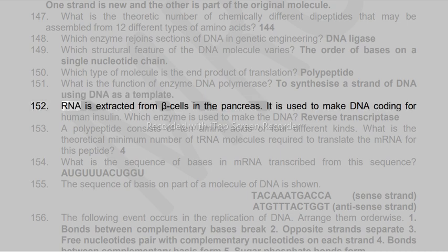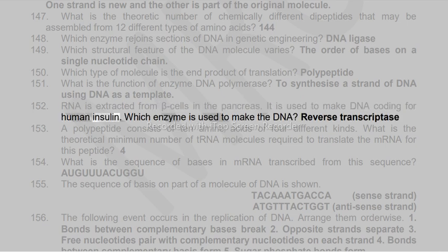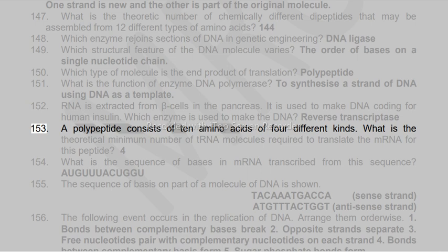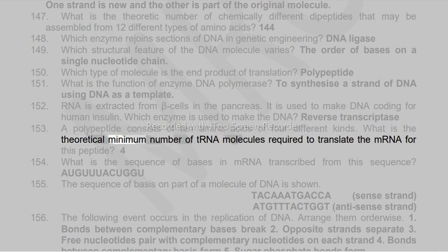152. RNA is extracted from beta cells in the pancreas. It is used to make DNA coding for human insulin. Which enzyme is used to make the DNA? Reverse transcriptase. 153. A polypeptide consists of 10 amino acids of 4 different kinds. What is the theoretical minimum number of tRNA molecules required to translate the mRNA for this peptide?